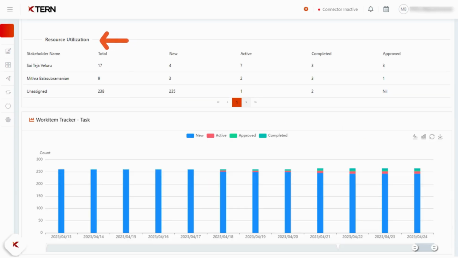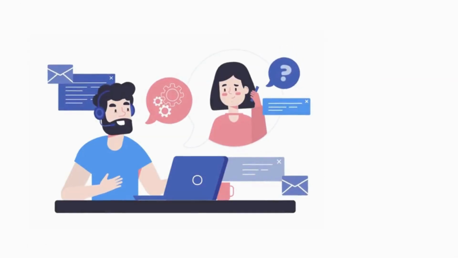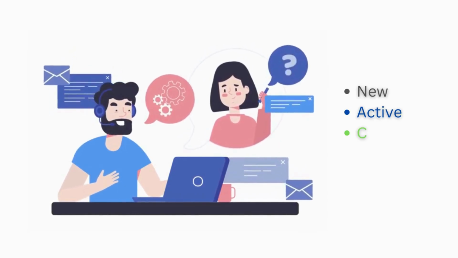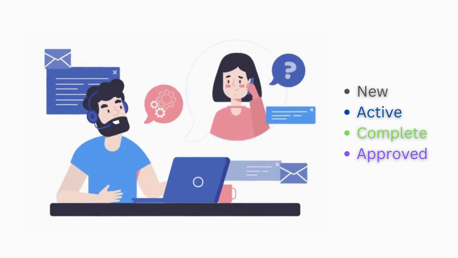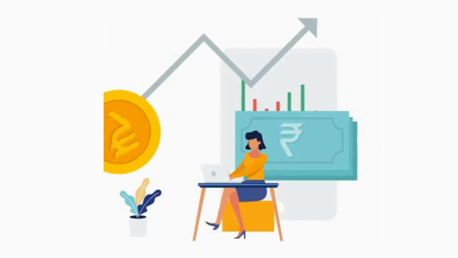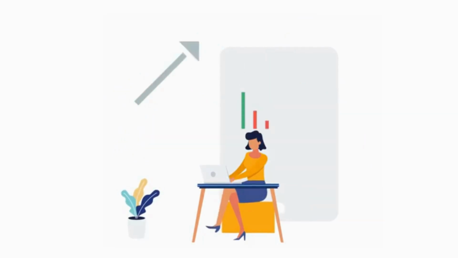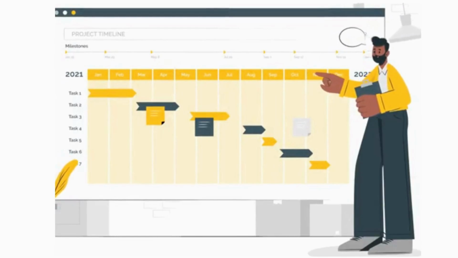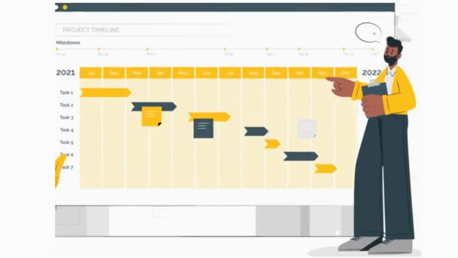With the help of the Resource Utilization table, the project manager could question the stakeholder with the status field like New, Active, Complete, and Approved. With this, he or she could come to a conclusion on how profitable a particular stakeholder is to the company. This in turn helps to identify prior issues or lags in the timeline of the project plan.